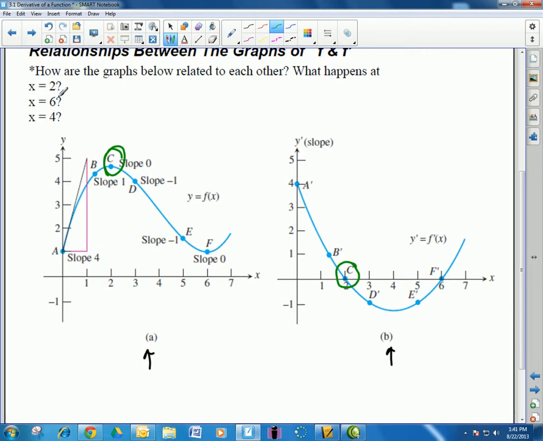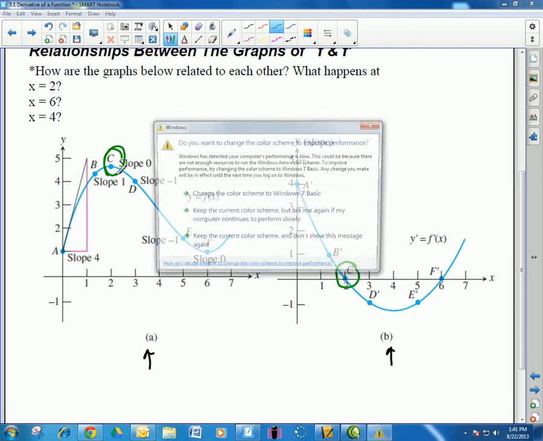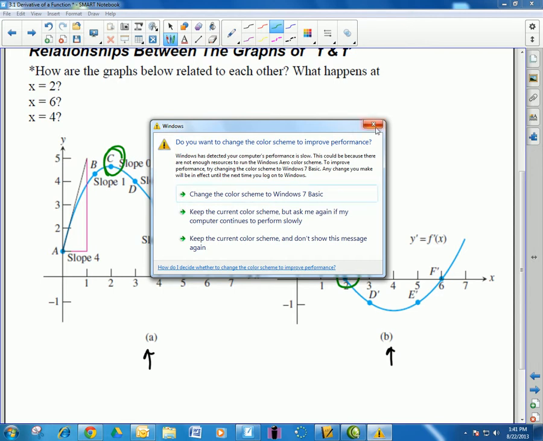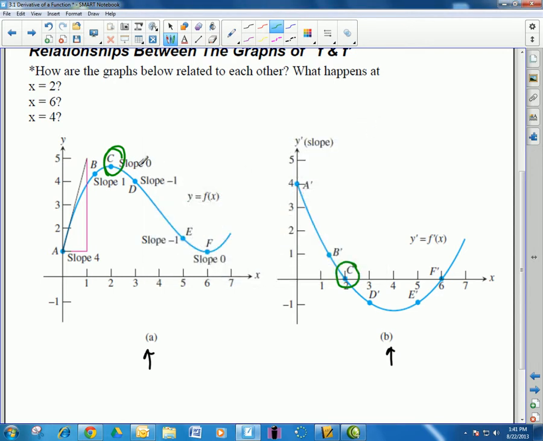So at x equals 2, on graph A, you notice it's a maximum. But look at this. On graph B, it's a 0. Okay, I don't know what else you came up with.